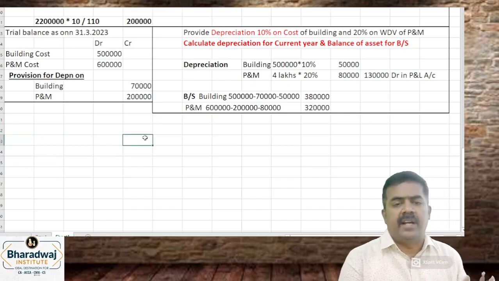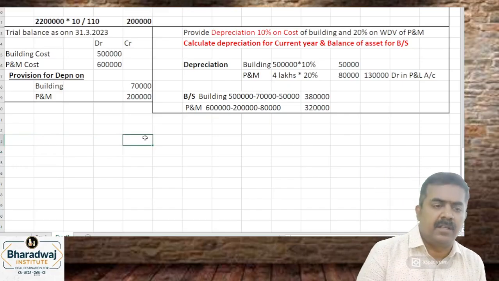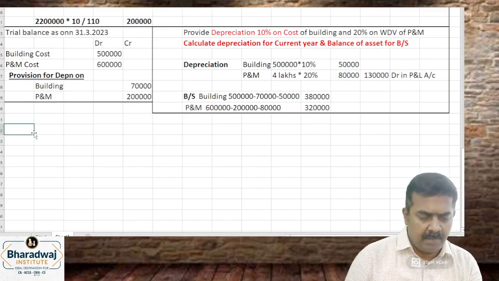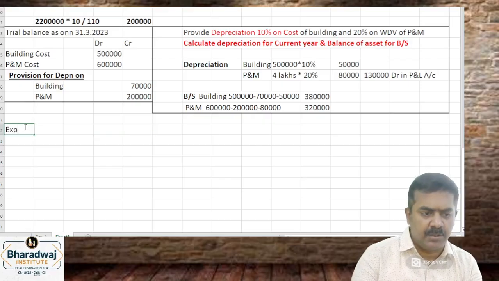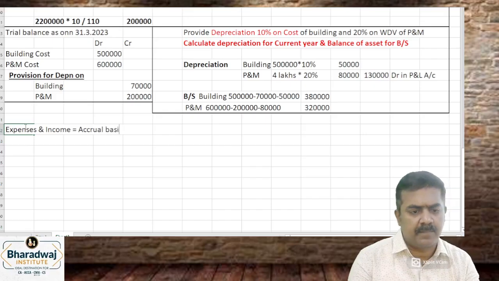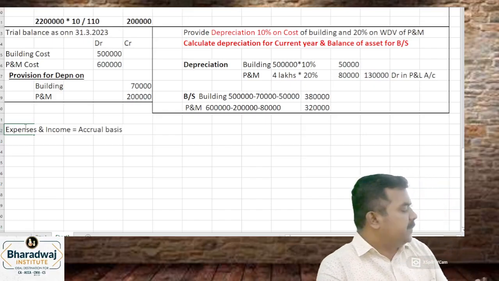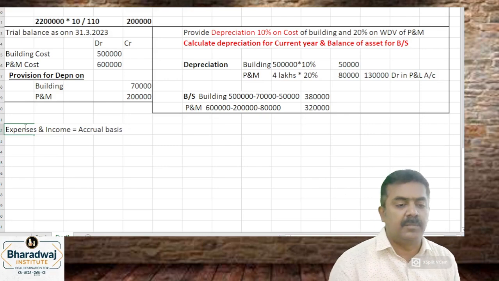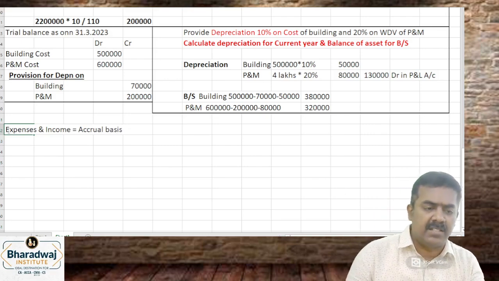We prepare a trading P&L account and we prepare a balance sheet. While preparing the trading P&L account, you must remember expenses should be recorded on accrual basis. Expenses and incomes should be recorded on what basis? Accrual basis. Accrual basis means ensure that you are recording income of the current year and matching the expense of the current year. For that, what will you do?